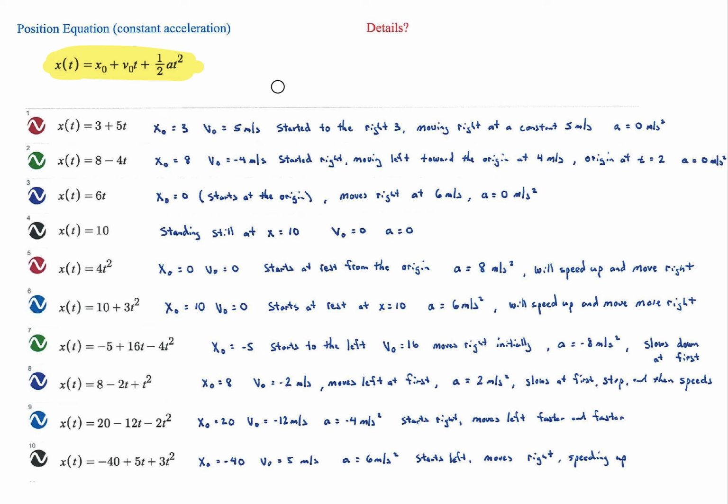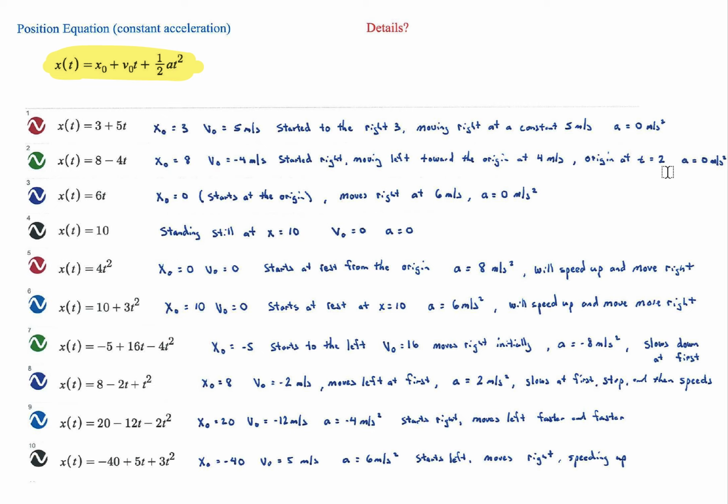You're increasing your position. Now, if we look at number 2, it says x equals 8 minus 4t. Well, this is an initial position of 8, but it's got a negative velocity, right? The v naught is equal to negative 4 meters per second, meaning it started to the right, and then it's moving left, and it happens to be, in this case, going towards the origin at a speed of 4 meters per second. And in this case, the math is pretty easy.